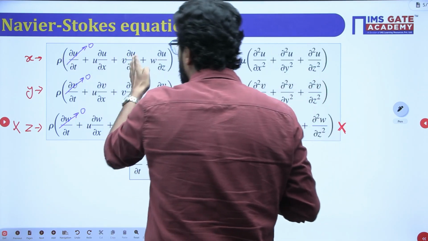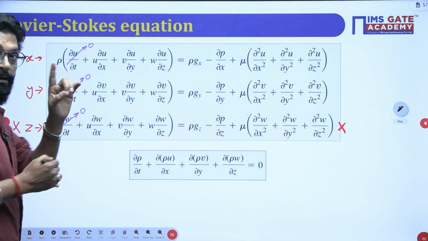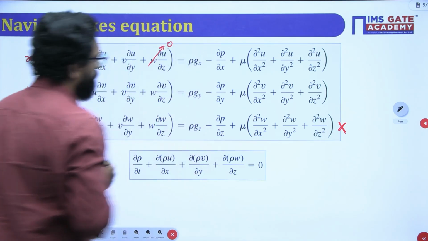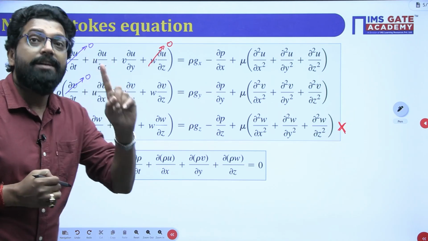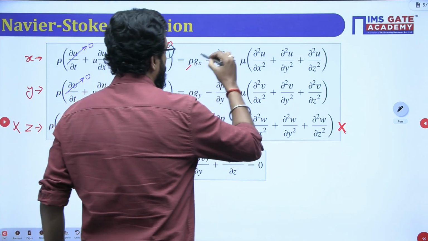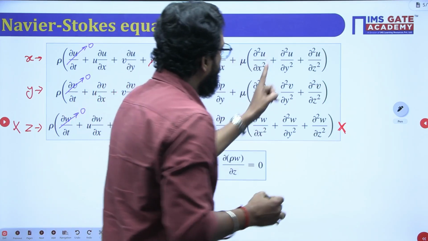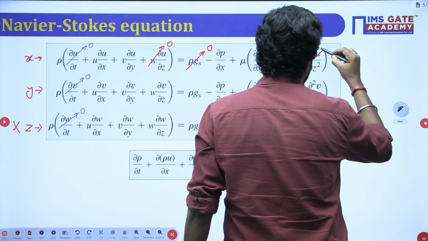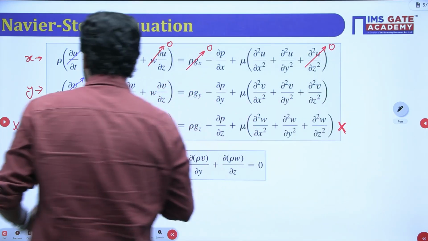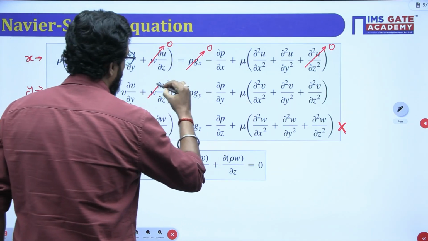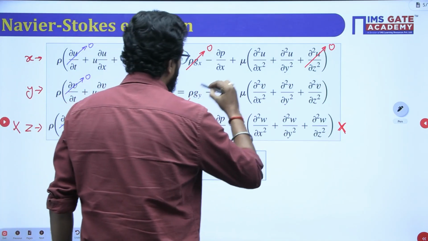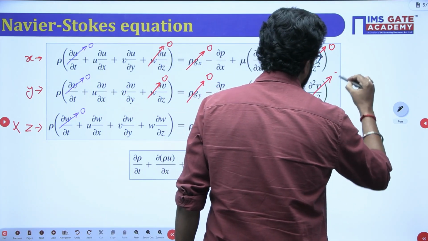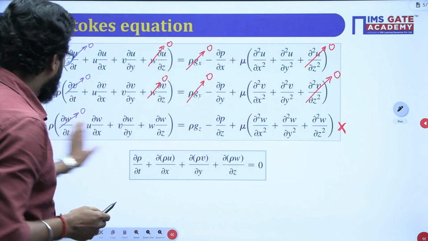In the x direction equation we have to consider two-dimensional flow, so the W component of velocity is 0. We are not considering the gravity force, so this is 0. Also, it is two-dimensional, so this is also 0. Now the y momentum equation: two-dimensional, so this omega, the third component, is 0. We are not considering the body force, so this is 0. And also because it is two-dimensional, this is 0. Now, this equation is not considered.